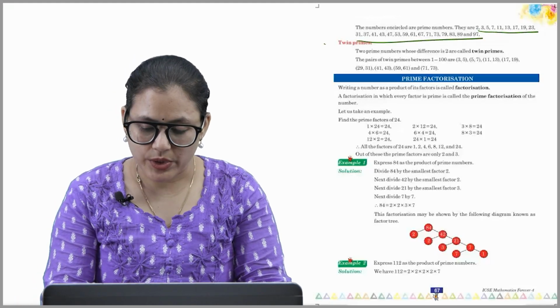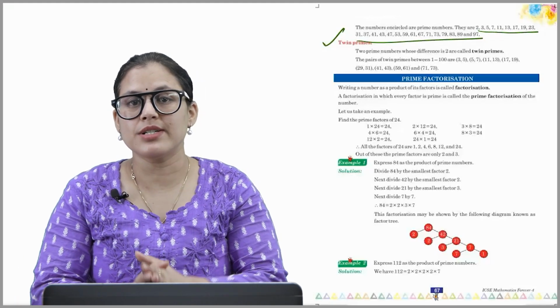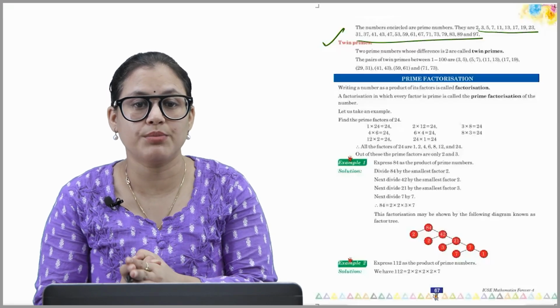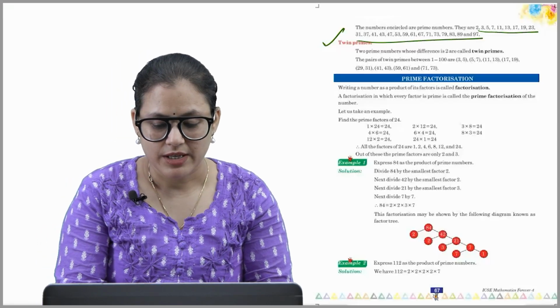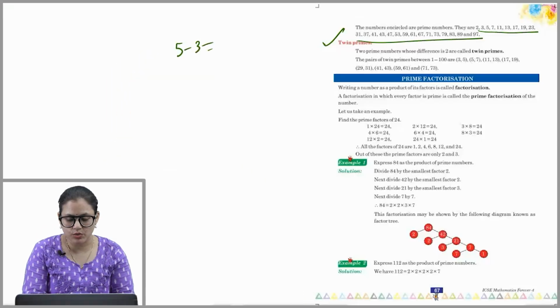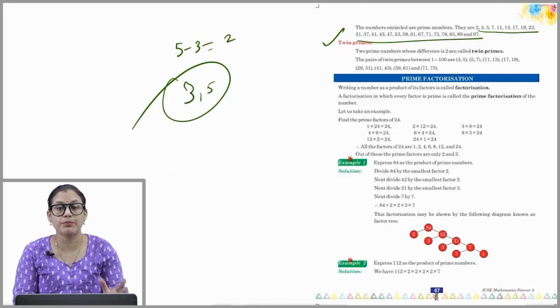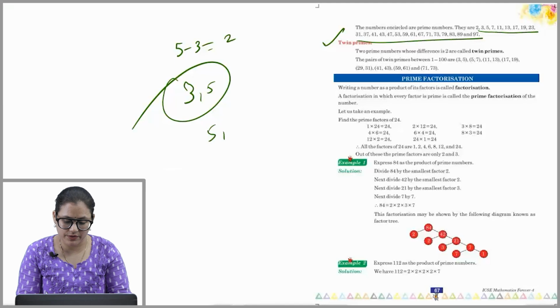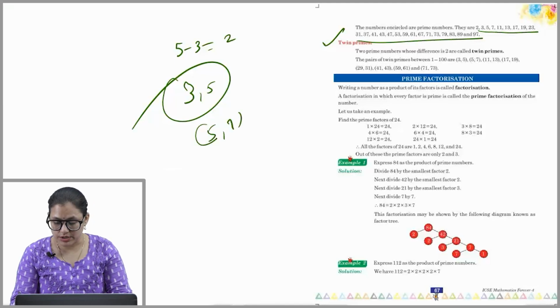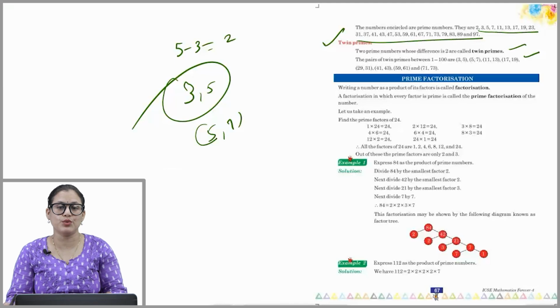Now, twin primes: 2 prime numbers whose difference is 2 are called twin primes. For example, 5 minus 3 is 2. So, 3 and 5 is a pair of twin prime numbers. Similarly, 5 and 7, 11 and 13, 17 and 19 are the twin primes between 1 and 100.